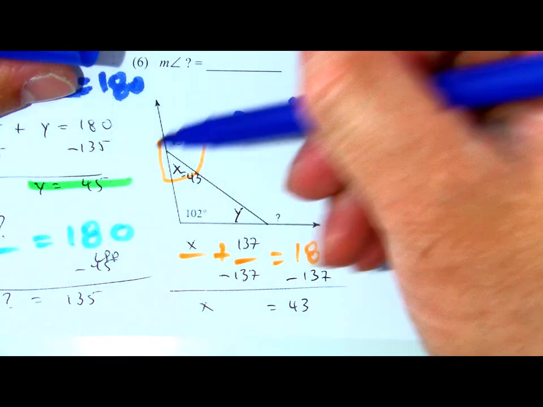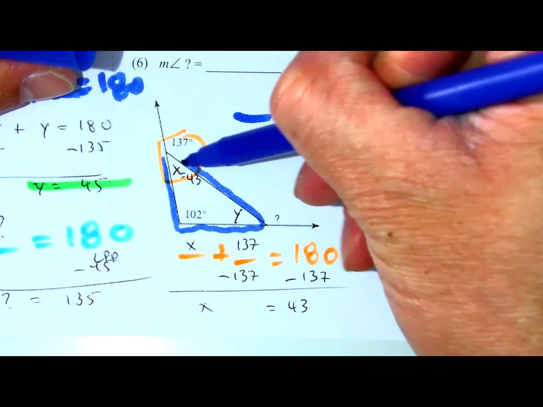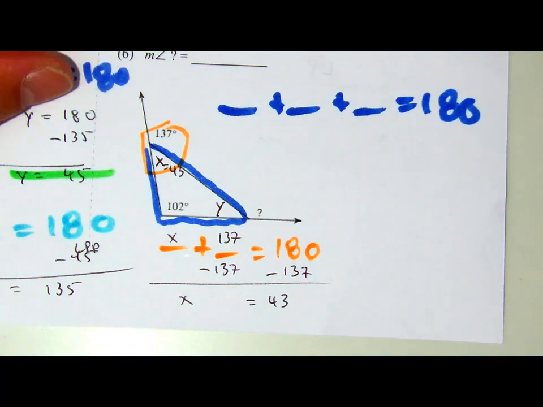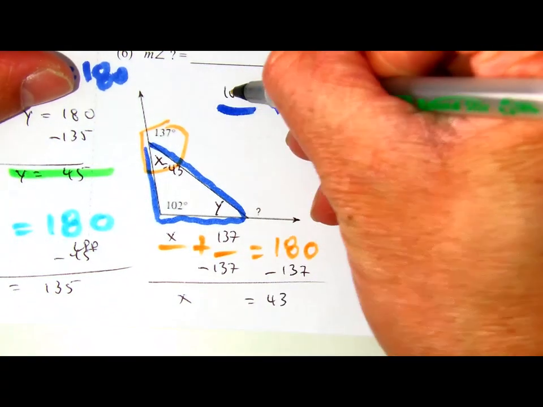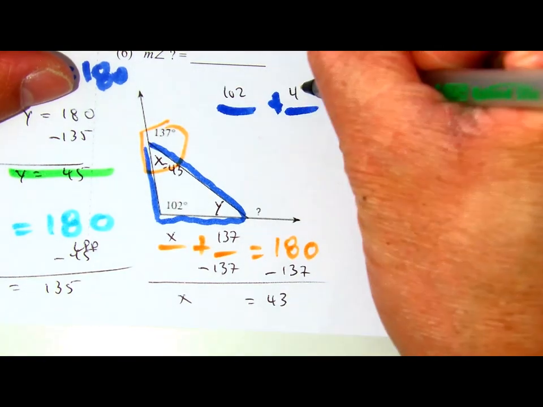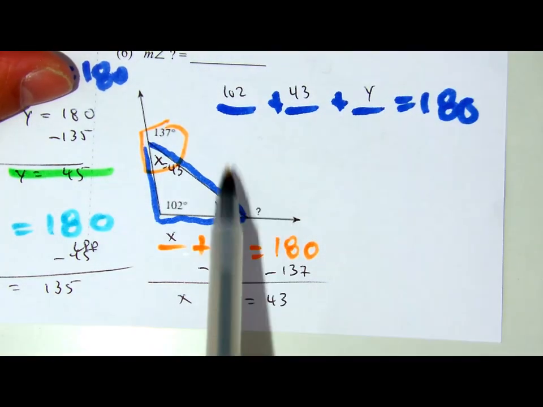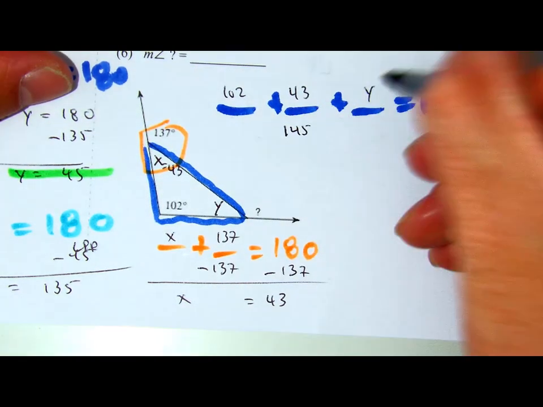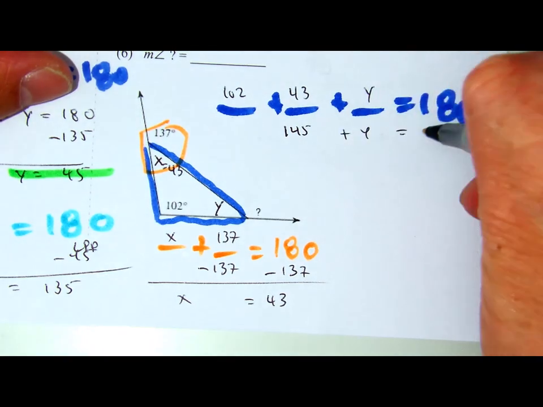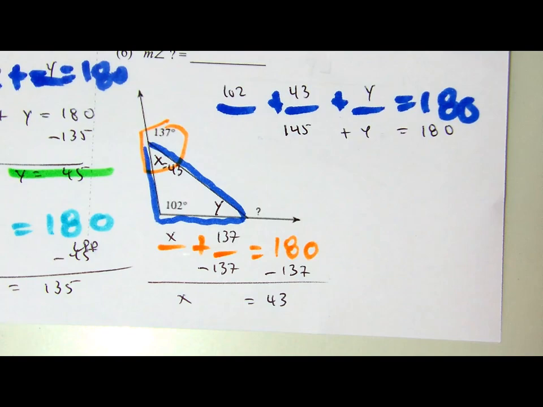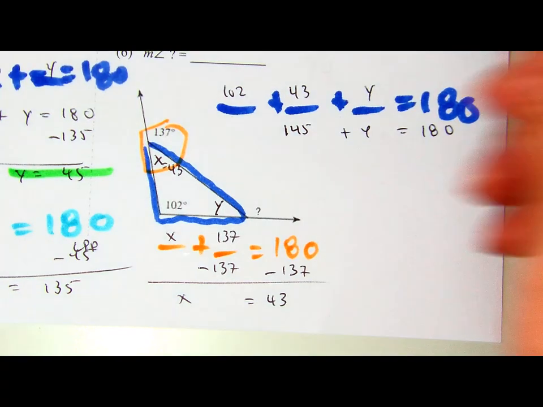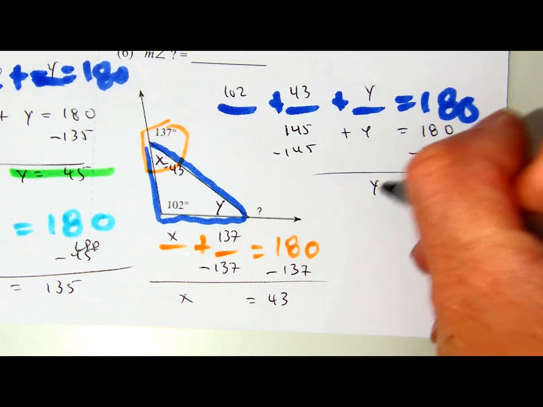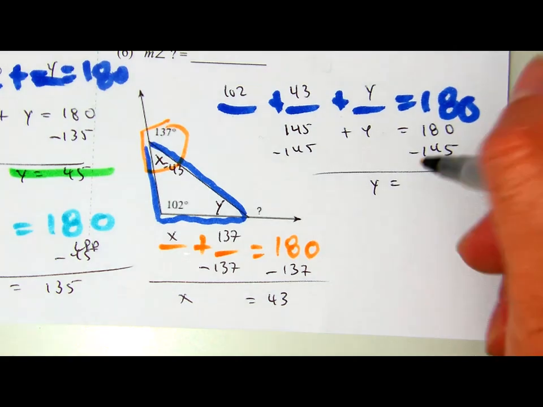Now I've got two unknowns for the triangle. This is good. So now I can use the big formula up here. I have 102. Doesn't matter which order you put these in. So I have 43 and I have y. I'm going to add those two together. That gives me what? 145. Any of my math wrong? Let me know. Okay, so y is equal to what? 35.